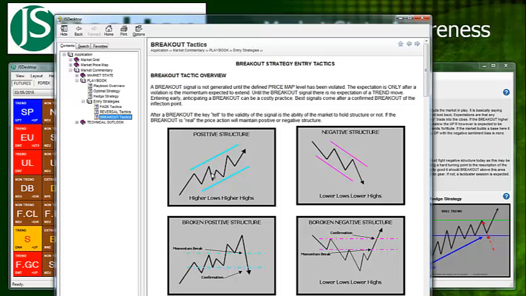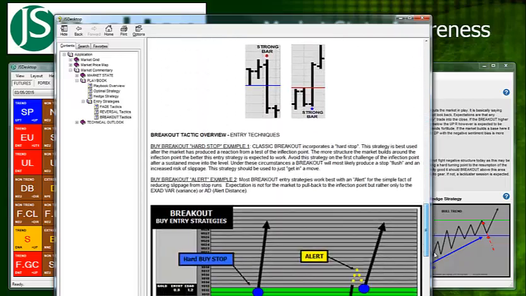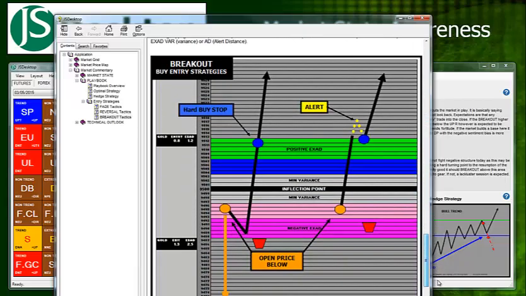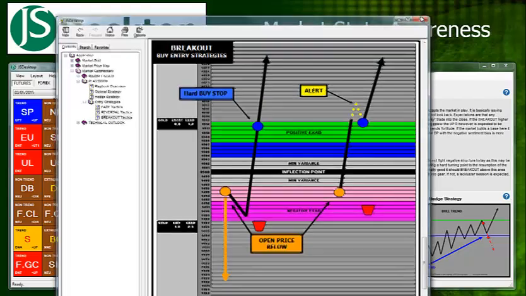So we have a market that's positive structure and we're breaking structure here, so this is going to be a downside breakout. So I'm going to go right to an example where you have to flip this for the downside breakout in this example, but we have a strategy where the market breaks through the inflection point and it gives us a pullback to that inflection point and then stabilizes and continues on.